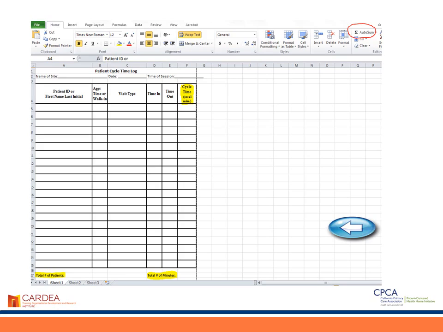At the bottom of the log is a place for you to write the total number of patients and calculate the total of all the patient's cycle time minutes for that session using the Excel sum formula that we've circled in red above. Use these forms for each of the 4 sessions you've selected for collecting cycle time data.